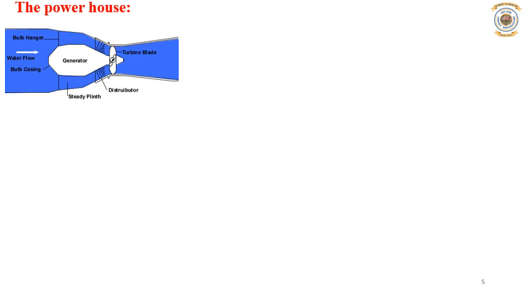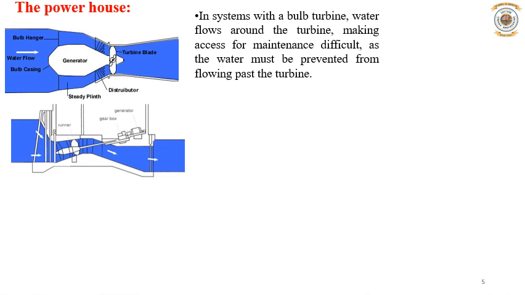Here we will see the different types of turbines in the powerhouse: the bulb turbine and the rim type. In systems with the bulb turbine, water flows around the turbine. This is the sketch for the bulb turbine. Water flows around the turbine, and it makes access for maintenance difficult, as the water must be prevented from flowing past the turbine.